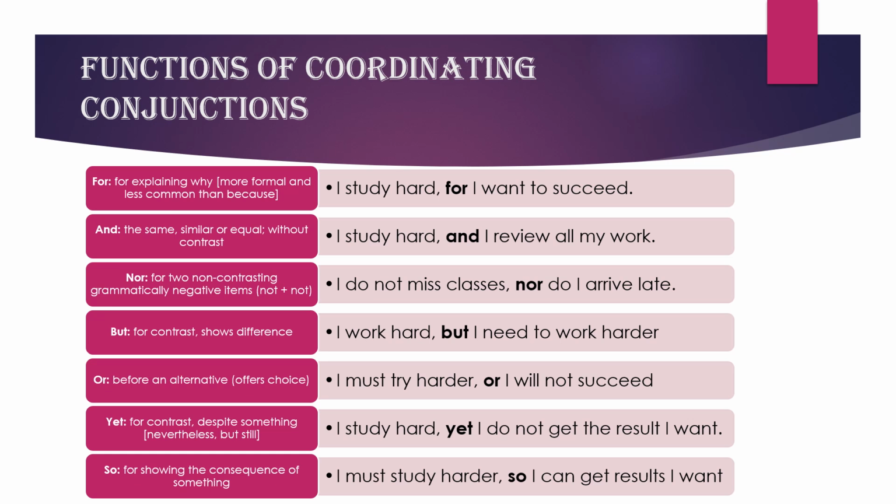For the word so, it shows consequence of something. It shows you the effect of something. I must study harder so I can get results I want. So these are the fanboys which are used as coordinating conjunctions for joining 2 independent clauses together.